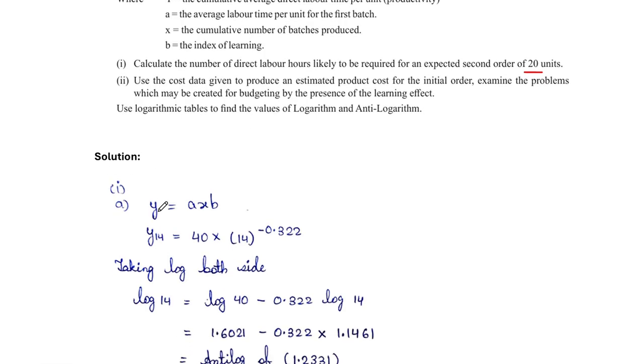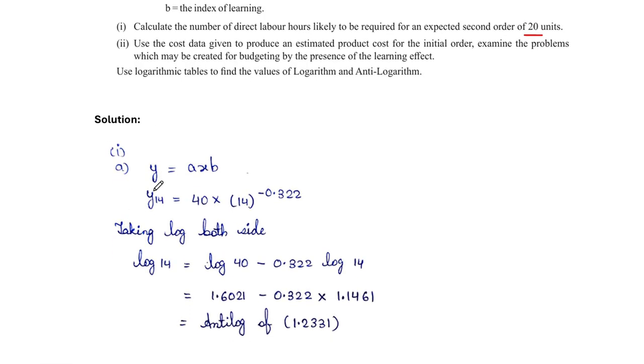Let's start the solution. So our formula is y equals a x to the power b. Now y is 14. Here a is 40 hours, the time that has been taken for the first unit. So 40 into 14 to the power minus 0.322. 0.322 is the value of the 80% learning curve.